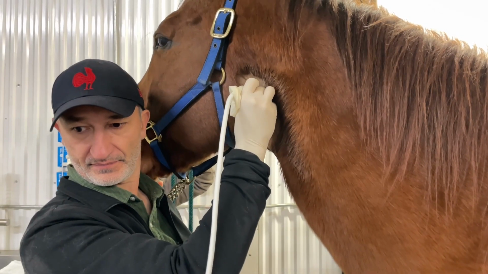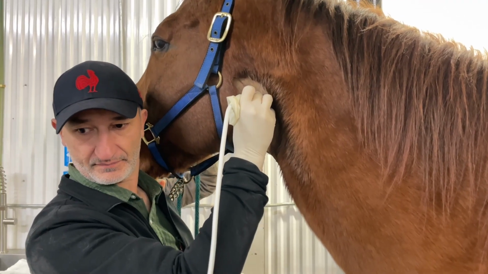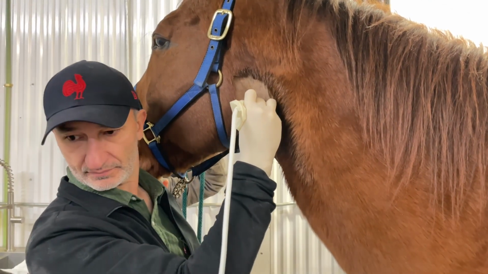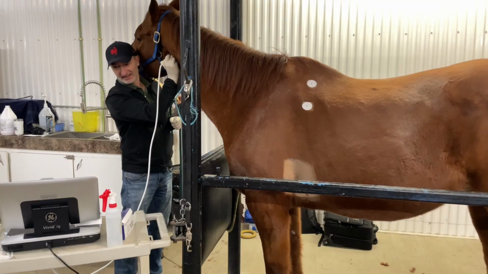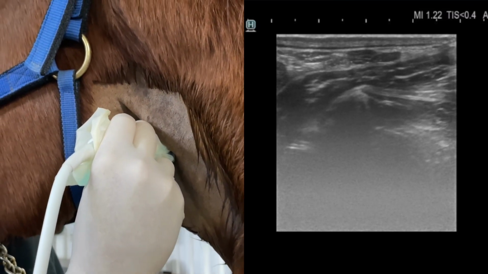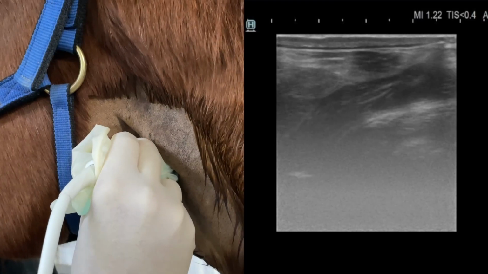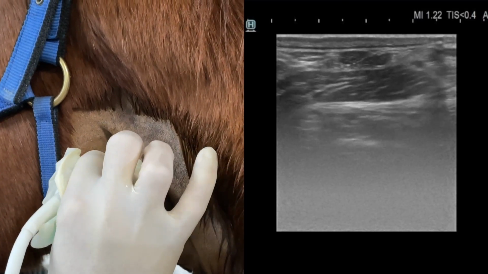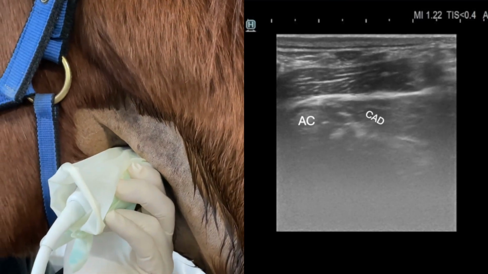Stand on the horse's left side facing caudally with the ultrasound screen to your right. It can be helpful for the person holding the horse to extend their head slightly. If the horse is quiet, they can rest their head on your shoulder. Re-identify the CAD muscle in ultrasound. Once confirmed, switch the probe to your left hand.